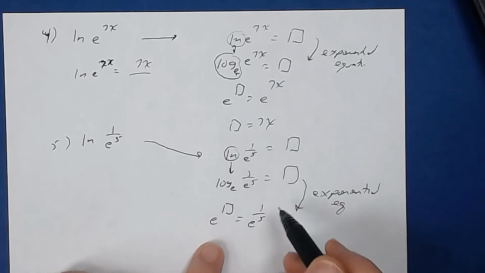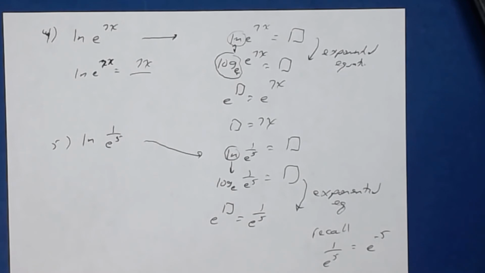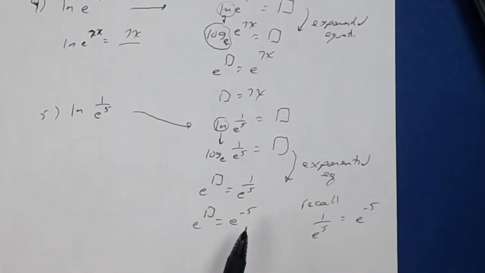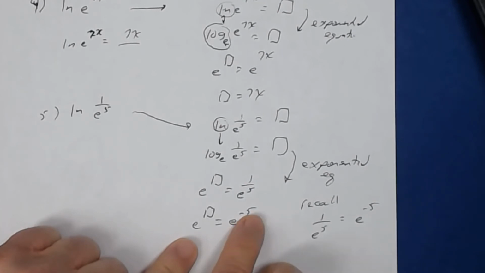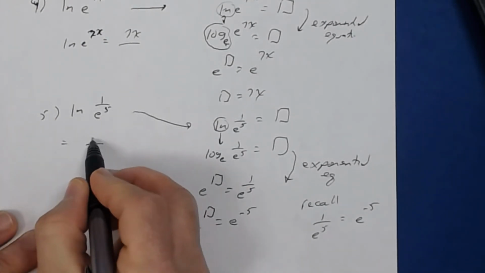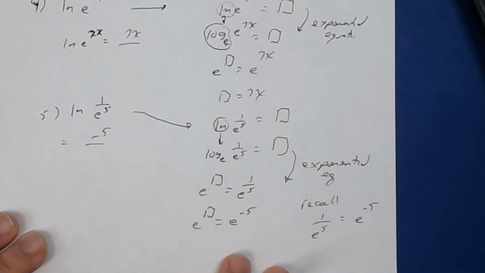I have 1 over. Well, you have to recall this. 1 over e to the 5th means the same thing as e to the negative 5th. All right, so you have to remember stuff about negative exponents. So e to the negative 5th means 1 over e to the 5th. So I'm going to rewrite this as e to the box equal e to the negative 5th. And now that looks like that. So if I want this side to be e to the negative 5th, then this must be equal to what? E to the negative 5th. So the answer is negative 5. All right, but notice the thought processes we went through.